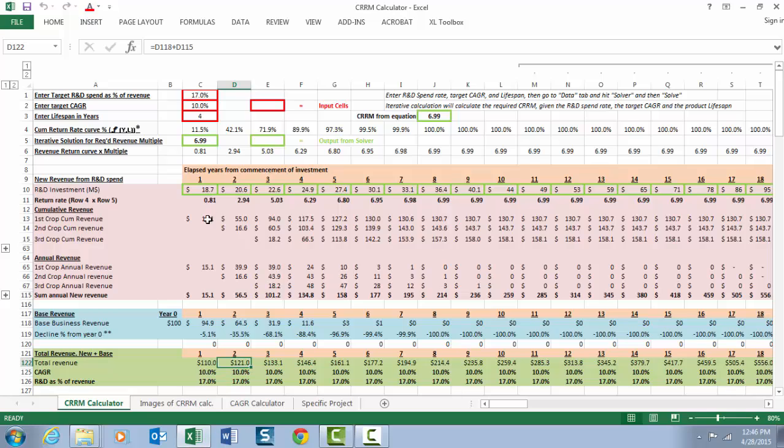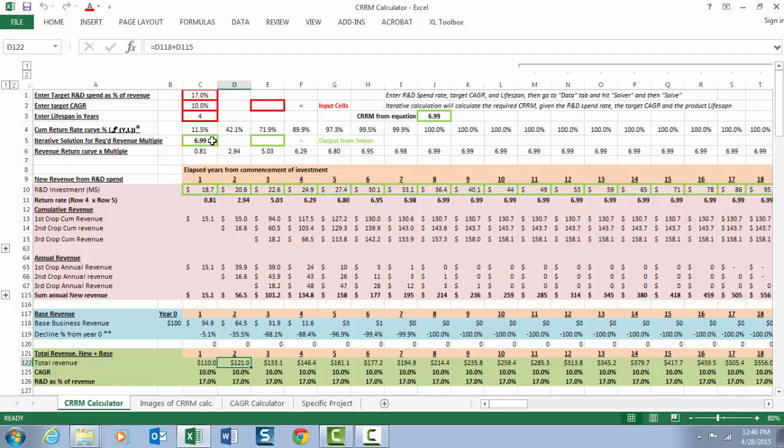Now it needs to calculate, well, here is the first crop of products that we produce, spending that 18.7 million. And it needs to calculate, what does that CRRM, what does the multiple of that 18.7 need to be in terms of cumulative revenue in order to give us 15.1 million of revenue that comes from that first crop, that adds to the 94.9 to give us the 110.